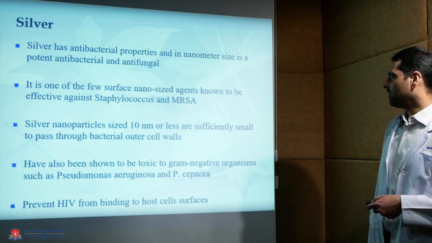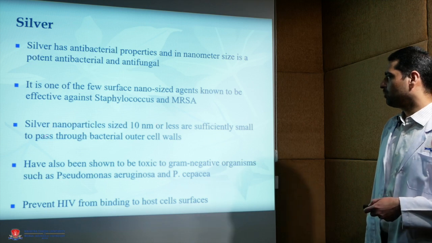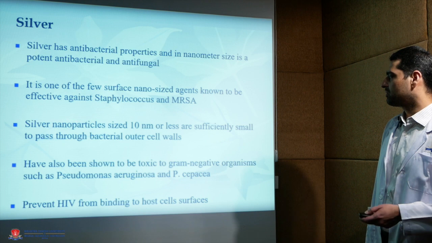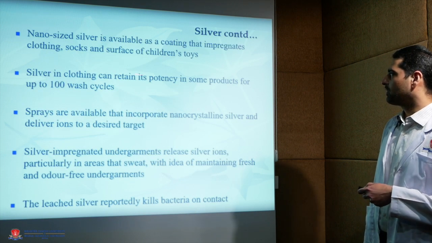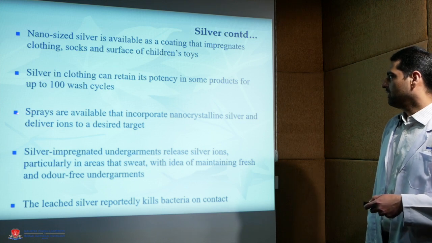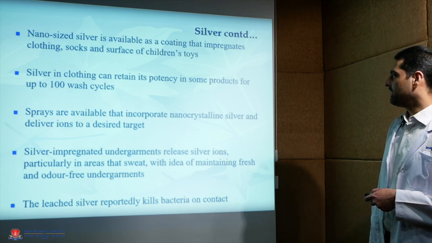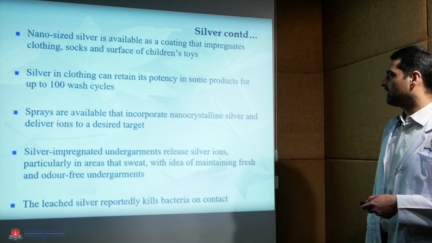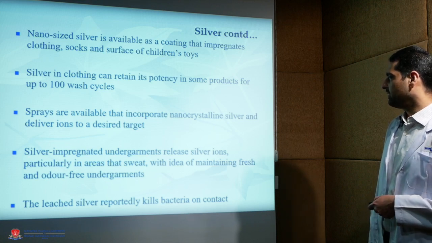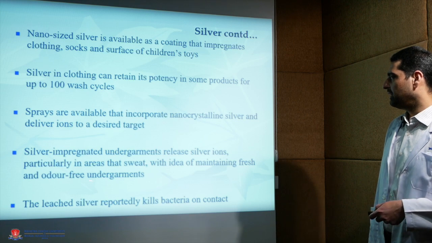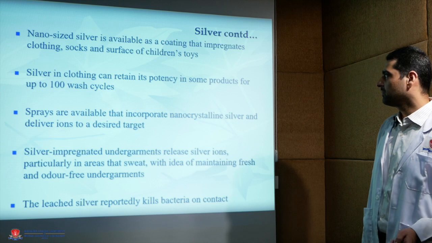The silver in nanoparticles are sufficiently small to pass through bacterial outer cell walls and can easily penetrate the cell wall and destroy the bacteria. So silver in clothing can retain its potency in some products for up to 100 wash cycles. Various sprays are available that incorporate nanocrystalline silver and deliver ions to a desired target. Silver impregnated undergarments will release silver ions, particularly in areas that sweat, with the idea of maintaining fresh and odor-free garments.